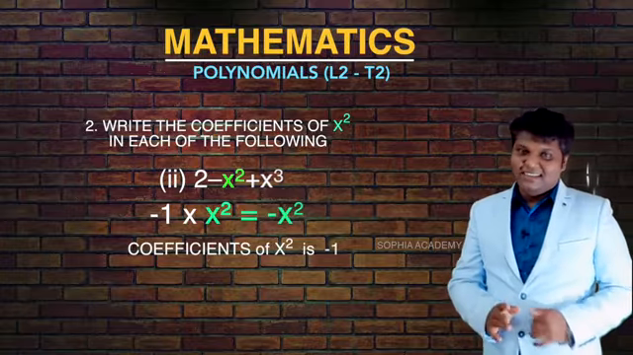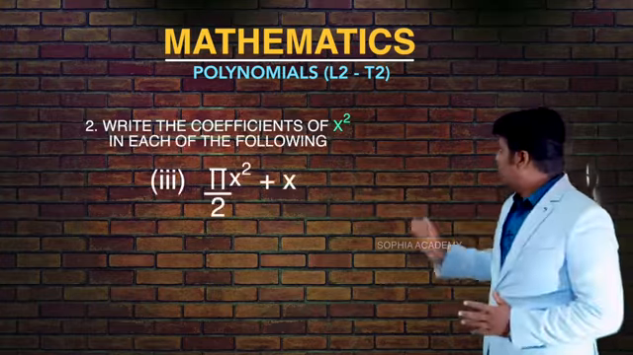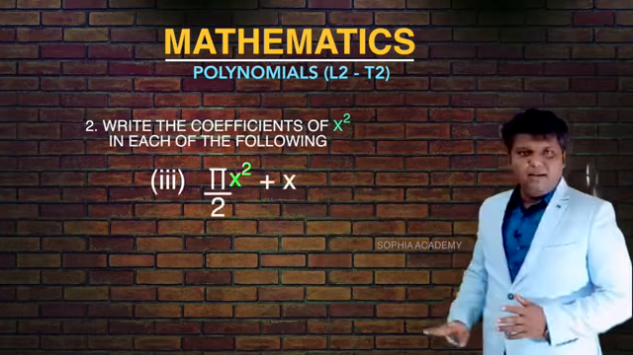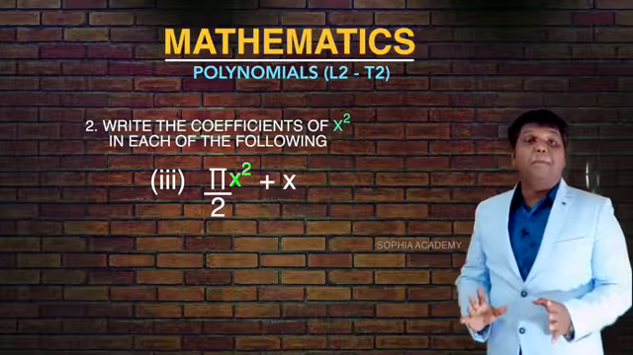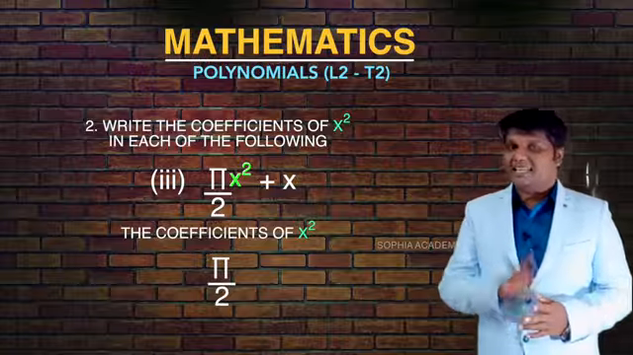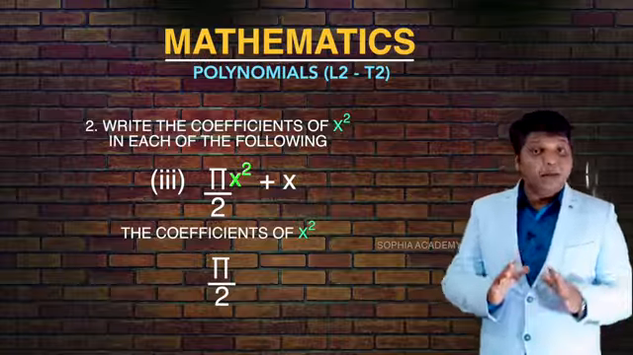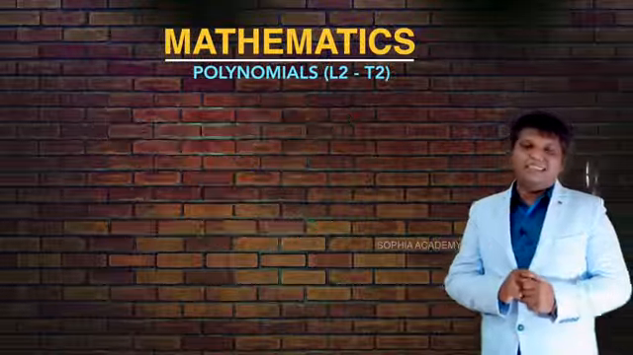Is that clear? Now coming to the next question. Pi by 2 x square plus x. Fix your eyes on x square. What is the term in front of x square? What is the number in front of x square? It is pi by 2. So we will say the coefficient of x square in pi by 2 x square plus x is pi by 2. Clear? One more question from that same category.